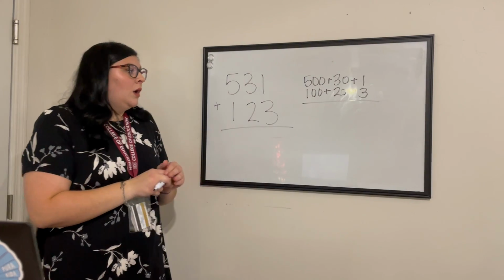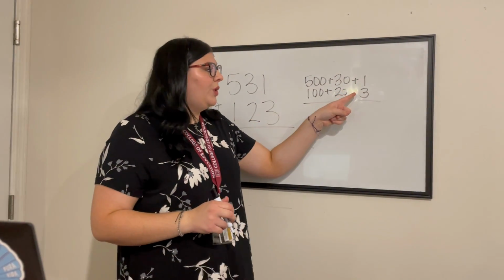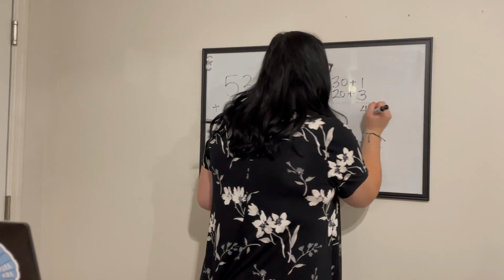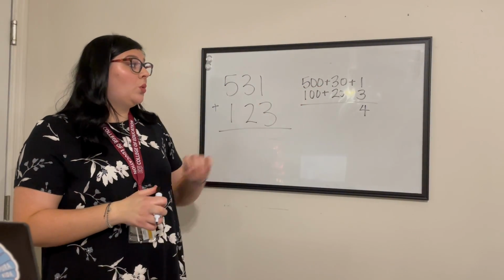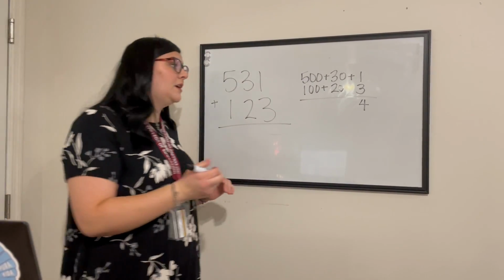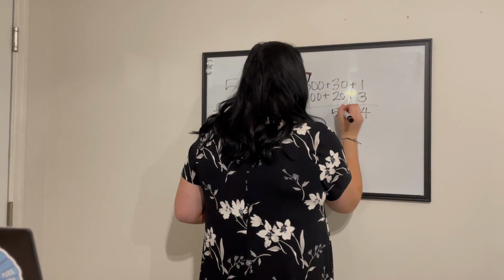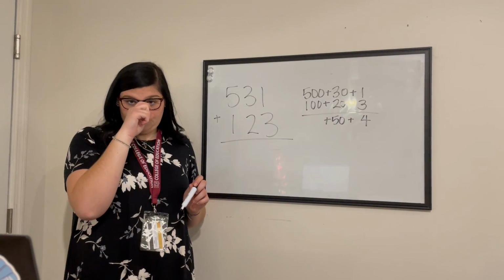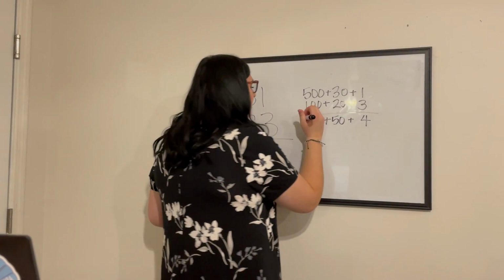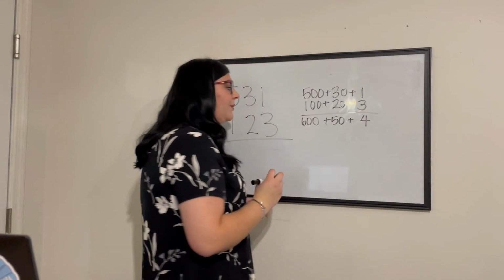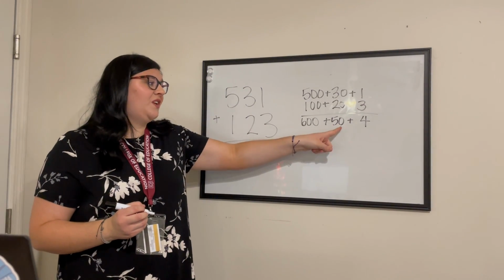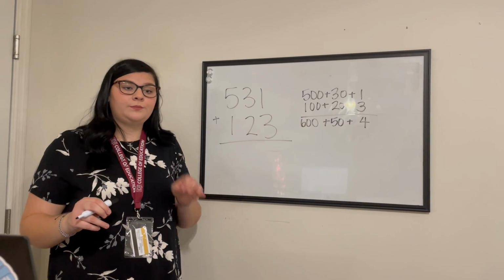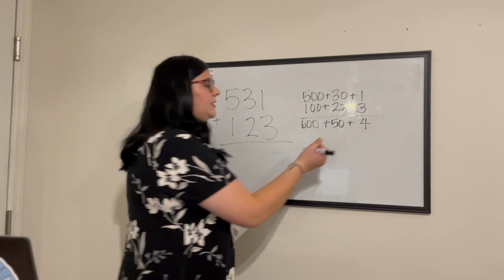Now, what is 1 plus 3? 4. Good job, guys. What is 30 plus 20? Awesome. It is 50. And what is 500 plus 100? Very good. 600. So if we take this number, 600 plus 50 plus 4, and we turn it into the standard form like we've been talking about, what would it be? Very good.